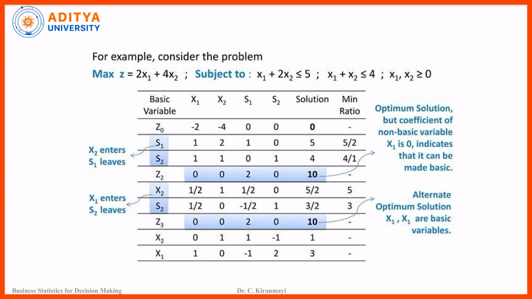Like this, if the value of a non-basic variable in the net evaluation row is 0, it indicates that the linear programming problem has no unique solution. It has multiple alternative solutions. So, this is another special case of the linear programming problem in the simplex method.